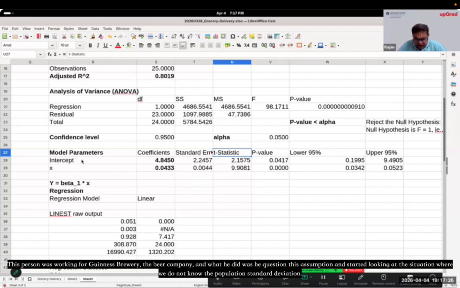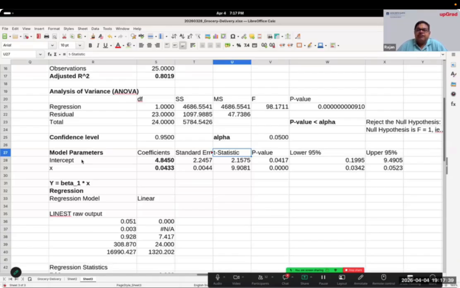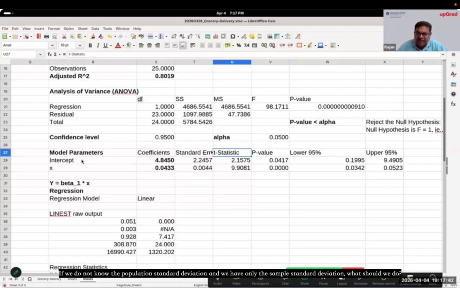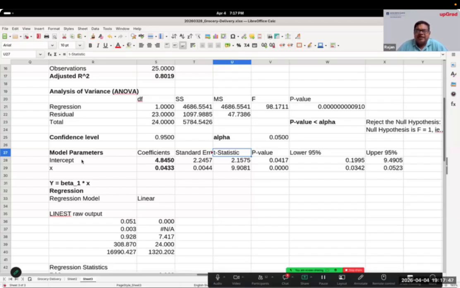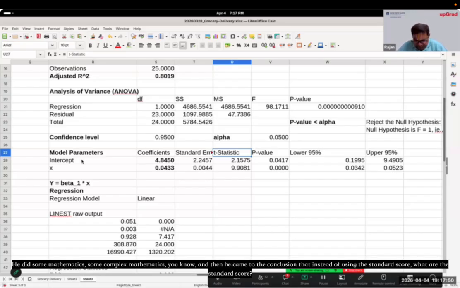What he did was he questioned this assumption and started looking at the situation where we do not know the population standard deviation and have only the sample standard deviation. What should we do? He did some complex mathematics, and he came to the conclusion that instead of using the standard score, we should do something else.